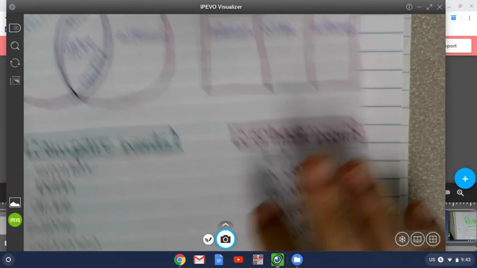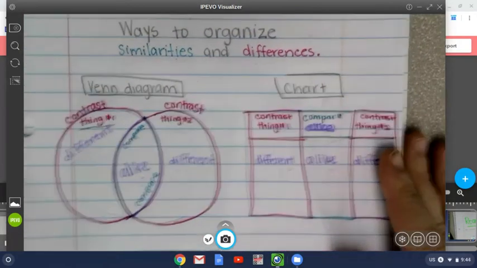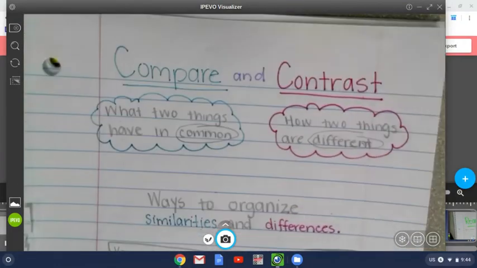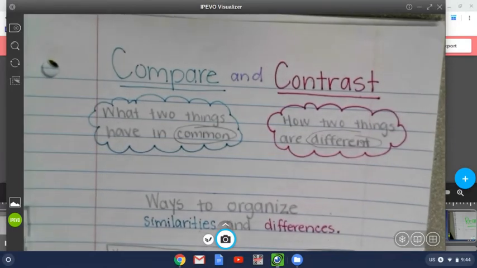And this is going to stay in your notebook so that you have these notes for any assignments where we are comparing and contrasting. Make sure that you go look and see what your activity is for the day.